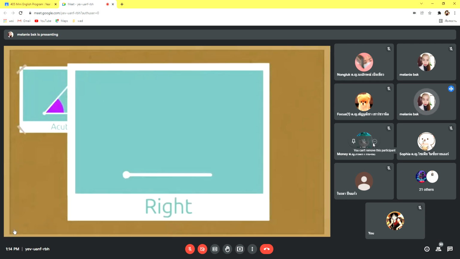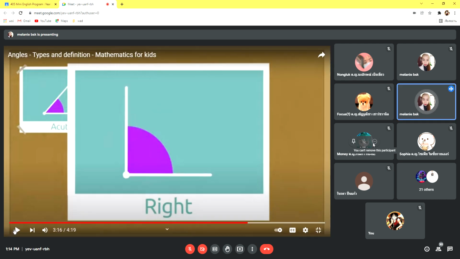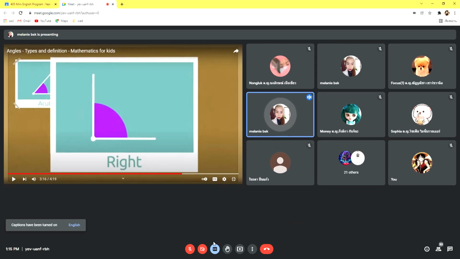Now we're going to move on to the right angle. Right angles measure exactly 90 degrees. No more, no 91 degrees. 90 degrees, that is a right angle. Okay, now we're going to move on.